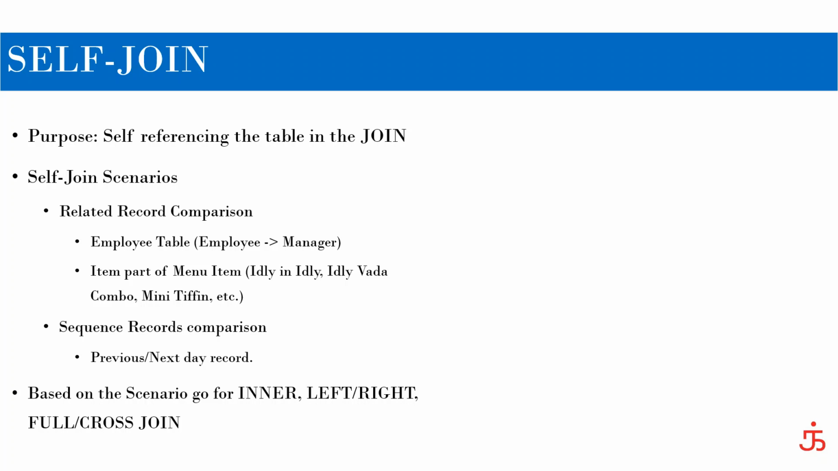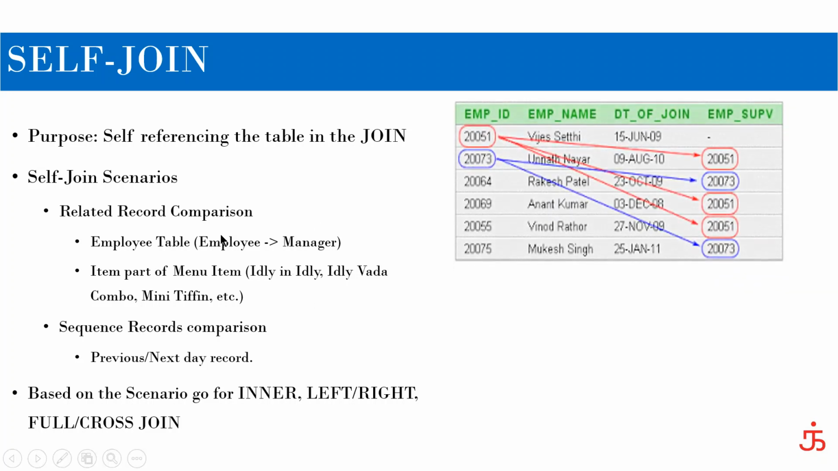So what are the scenarios when we may go for self join? There are two scenarios primarily. One is related records. If you want to work with related records, for example, an employee record along with the manager record, a parent record along with the child record, or a finished product with raw materials, both have a relationship. Both records exist in the same table. For example, a manager is also an employee, so the manager record will also be there in the employee table.